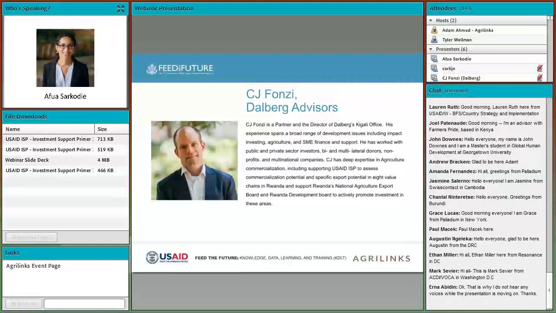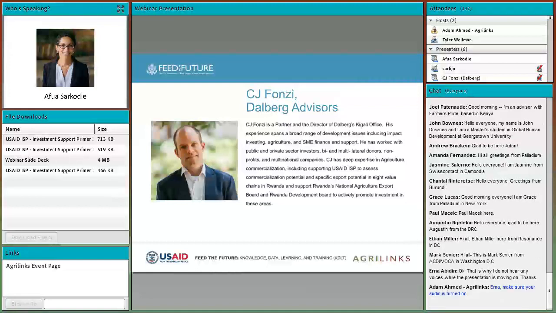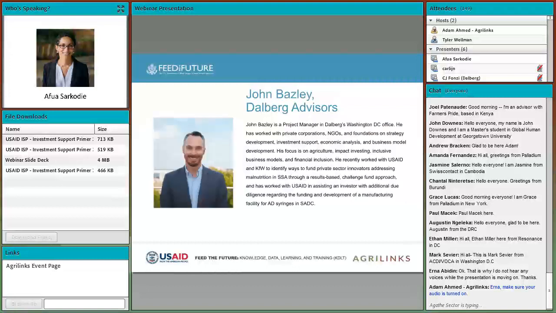Our next speaker that we have on the line is CJ Fonzie. CJ is a partner and office director of our Kigali office based in Rwanda. Similarly, he has spent much of ISP working closely with the Rwanda mission and others on their agriculture commercialization and investment facilitation activities. This includes a very embedded set of activities with Rwanda's National Agricultural Export Board and the Rwanda Development Board to actively promote investment in particular value chains and products identified. Our last presenter today is John Basley.